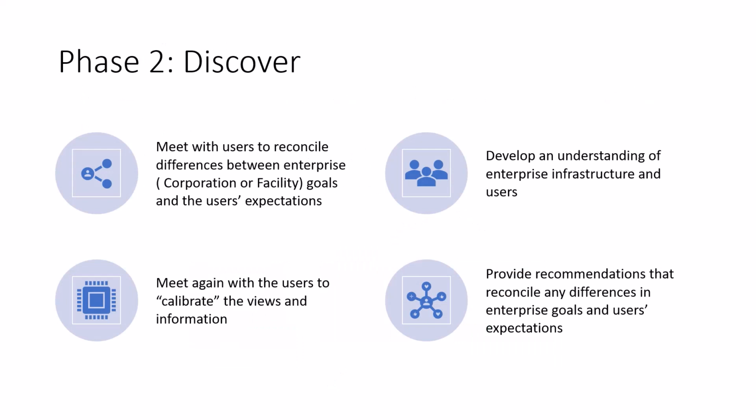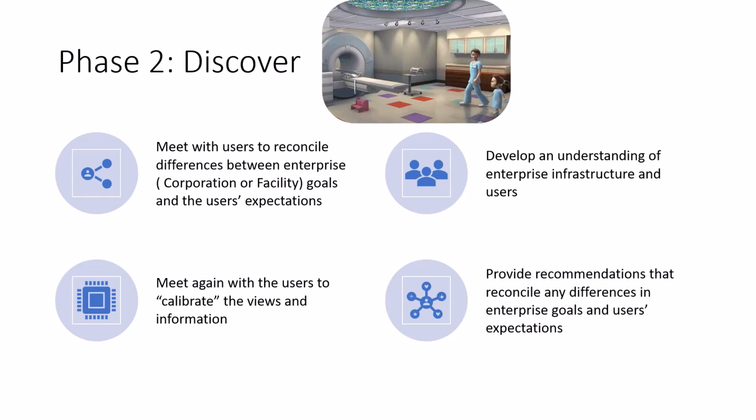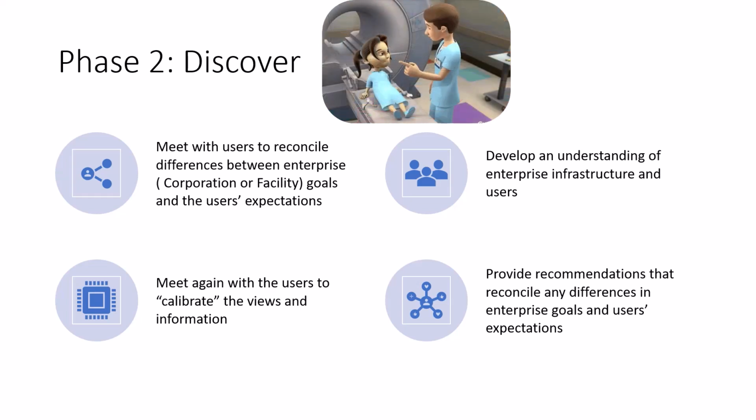Number 2 is to investigate or discover. You need to meet with the users to reconcile differences between the enterprise, say the hospital or corporate facility, the goals, and users' expectations. For example, the hospital might want to buy a 0.3 Tesla MRI unit, which is extremely slow and extremely outdated, but it's cheap. And the users need a 1.5 to 3.0 Tesla MRI unit to be able to get their job done.